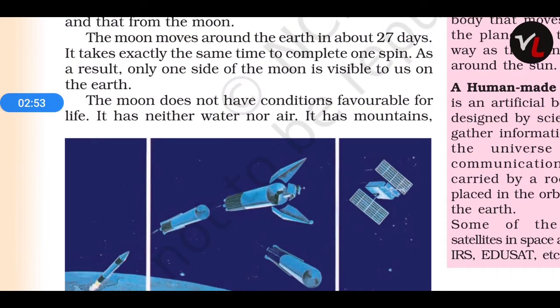The moon moves around the Earth in about 27 days. It takes exactly the same time to complete one spin. As a result, one side of the moon is visible to us on the Earth. So only one side of the moon is visible because the moon moves around the Earth in about 27 days and takes exactly the same time to complete one spin.